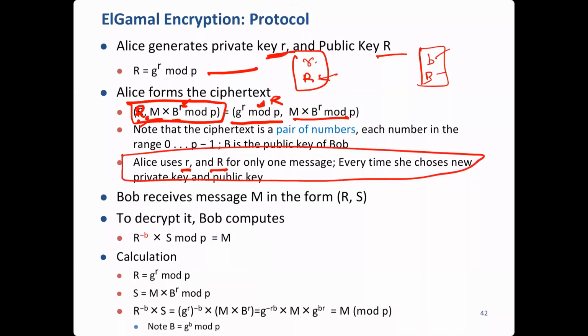So Bob receives the message M in the form of R and S. R is Alice's public key and S is nothing but what we have calculated here, B raised to the power r mod P, where B is Bob's public key, multiplied with M. So M times B raised to the power r mod P.